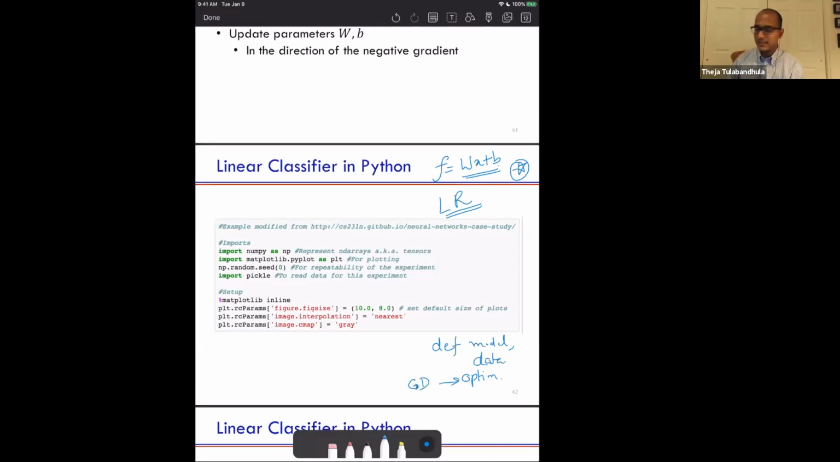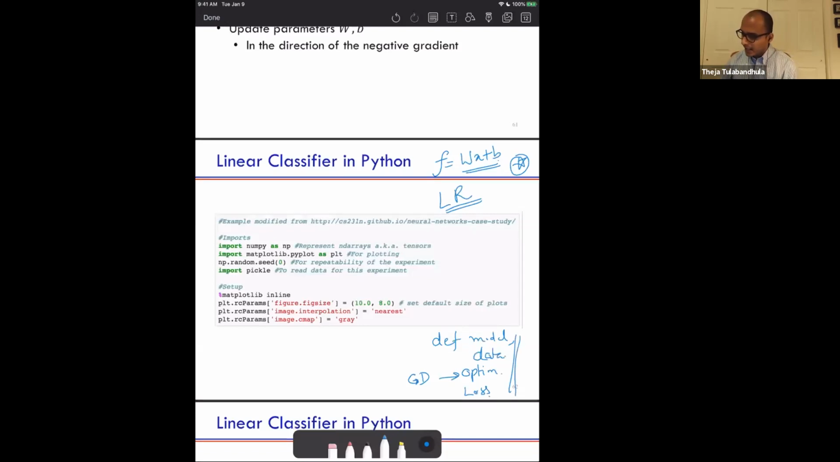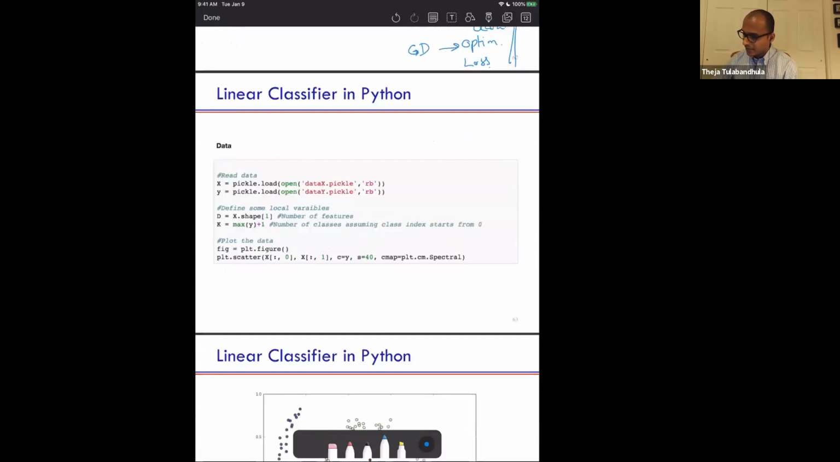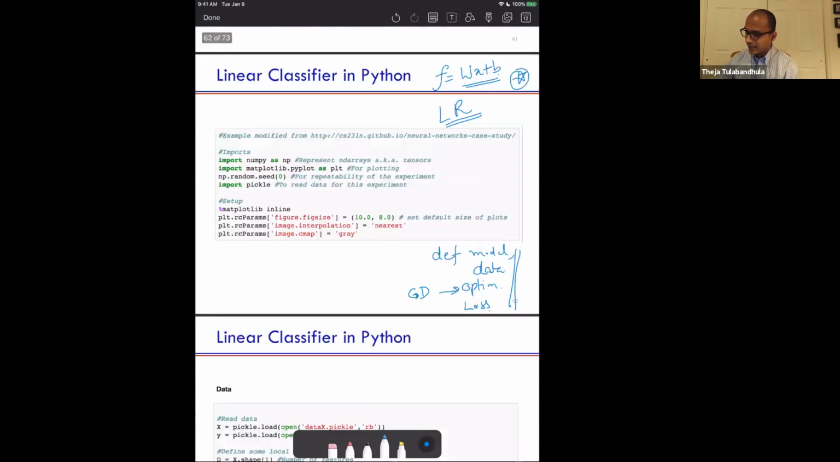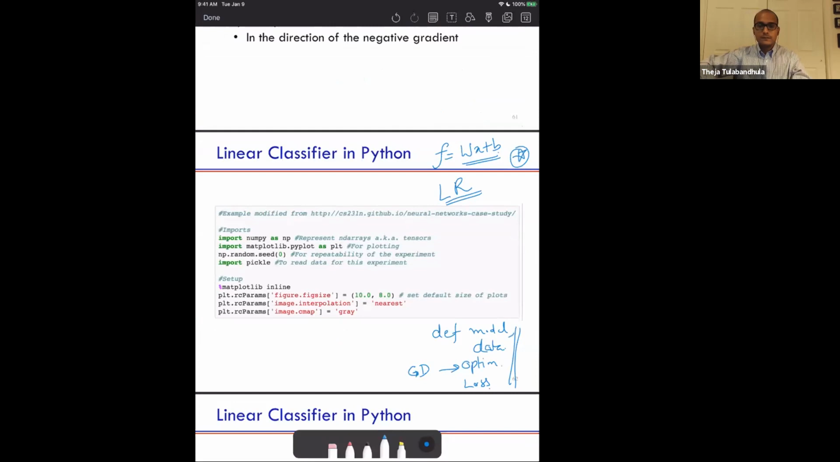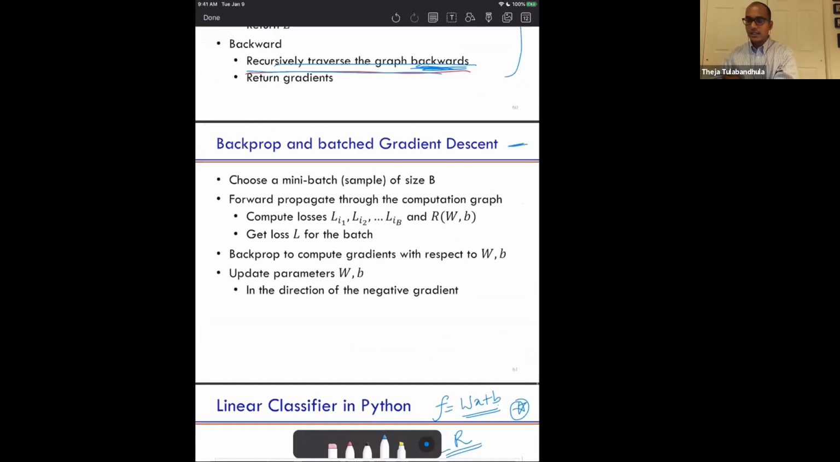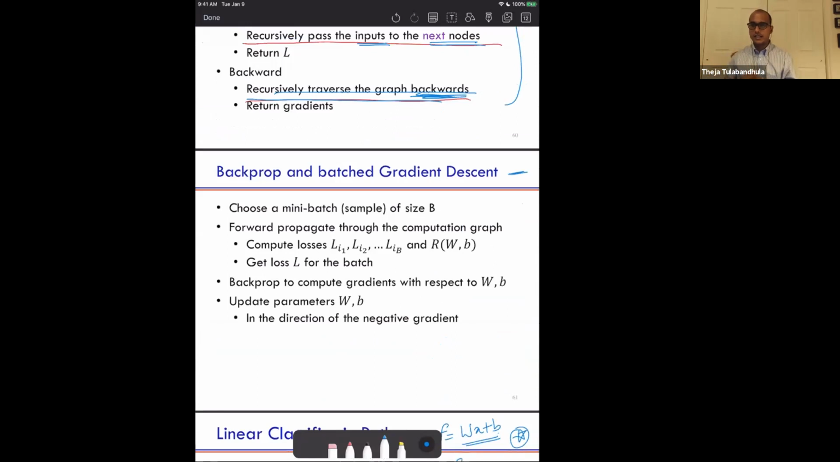Maybe not batch gradient descent, we'll just do full gradient descent, as in we're not going to take a batch or anything. And we're going to define the loss. So these are the four things we discussed earlier, and we're going to look at all four. And I think instead of looking at these snapshots, let's look directly at the code base. Any questions at this point about backprop before I get into the linear classification example?